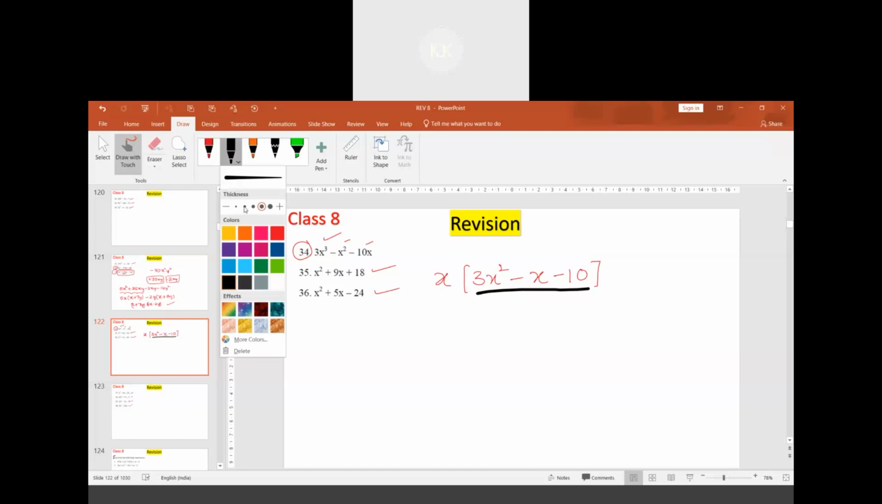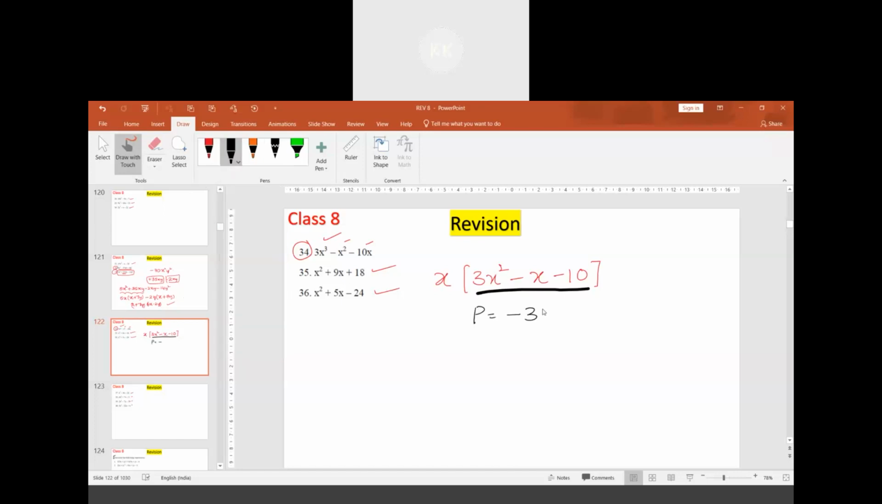The product is minus 30 and the sum is negative 1. 6 times 5 is 30. Suppose if you take minus 6 and plus 5, the combination of minus 6 and plus 5 gives minus 1.